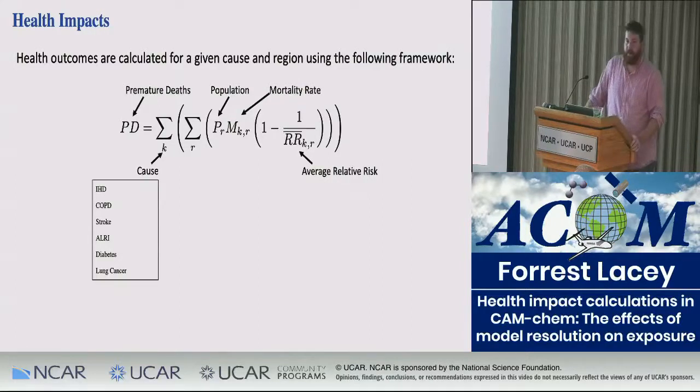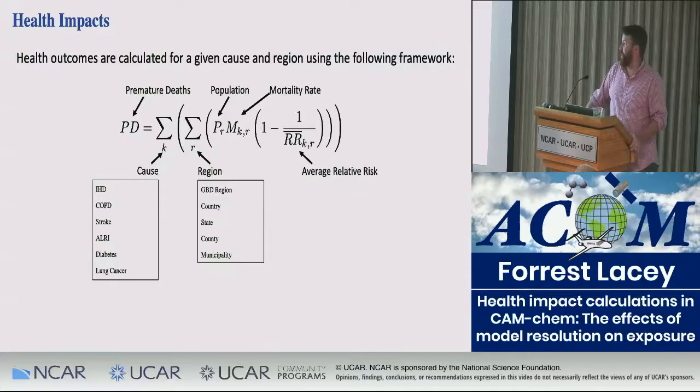And again, I'll reiterate, like I did on the earlier slide, specifically for air pollution, we're looking at specific causes. So this is ischemic heart disease, COPD, stroke, ALRI, diabetes, and lung cancer. And in addition to the different causes, we also need information from different regions. So that can either be at the country level, state, county, or municipality. So the level of your region that you have defined is user selectable and can vary depending on what question you're trying to answer.